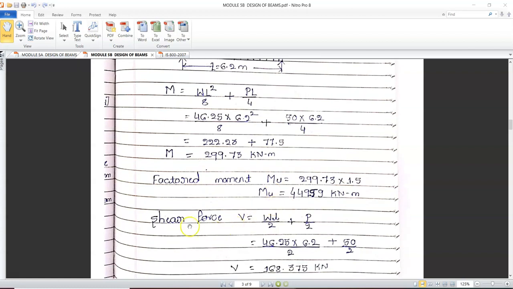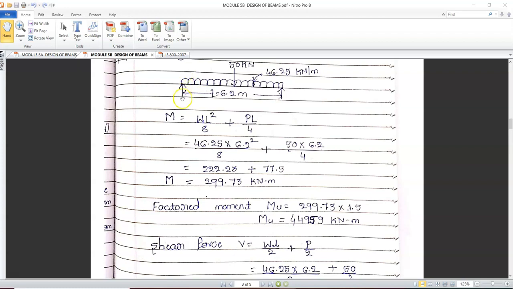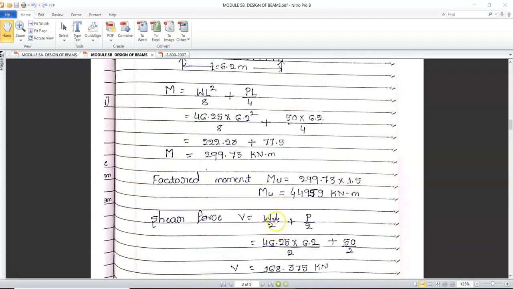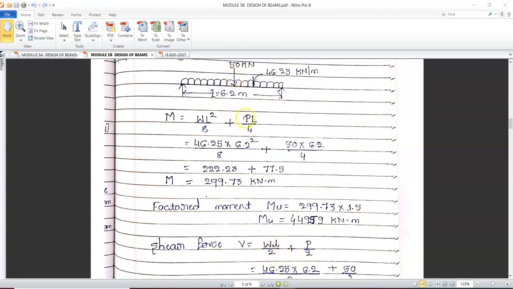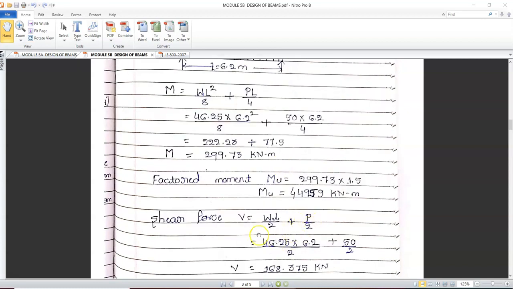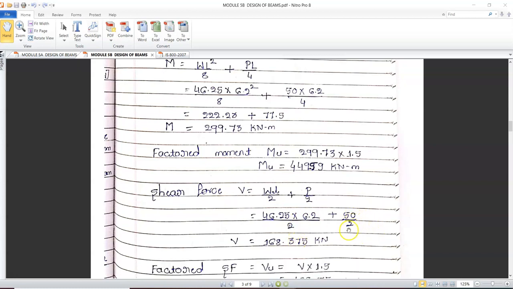Next is the calculation of shear force. Shear force will be maximum at the supports. The shear force because of UDL is calculated as WL by 2, and the shear force because of the point load is calculated as P by 2. Again a mistake here. It has to be 48.25 into 6.2 divided by 2, plus 50 by 2.